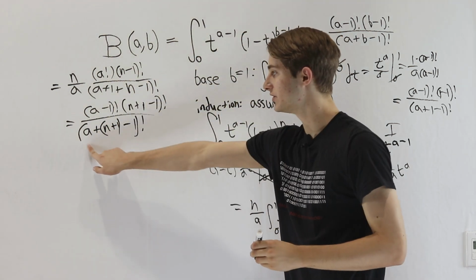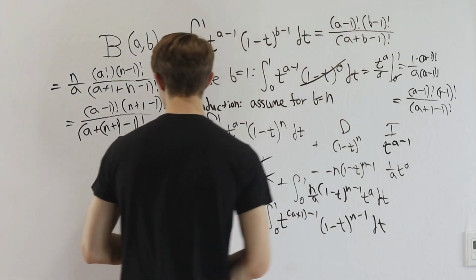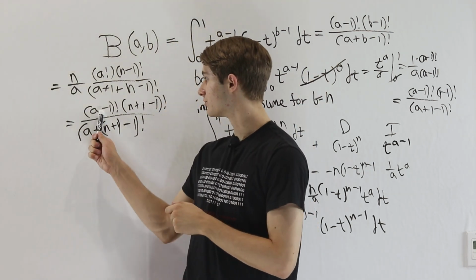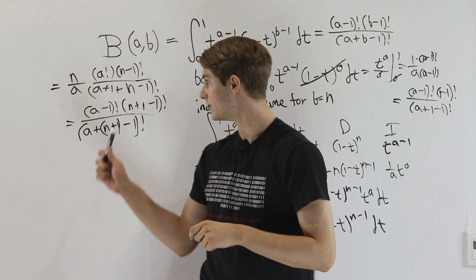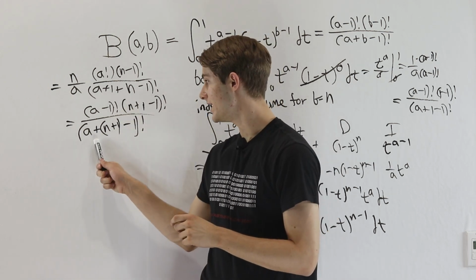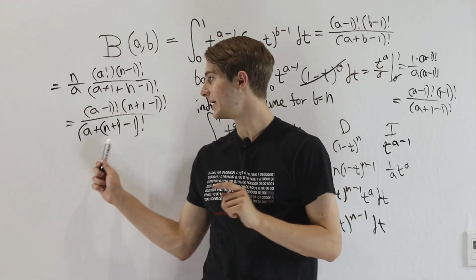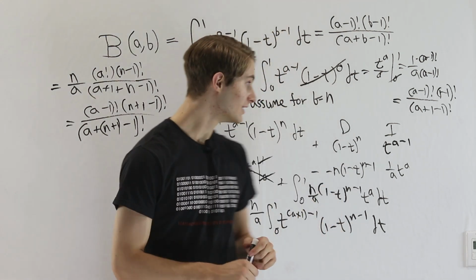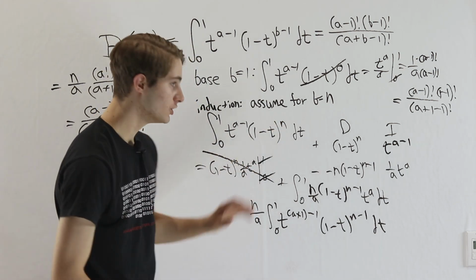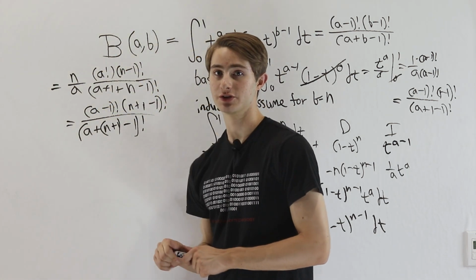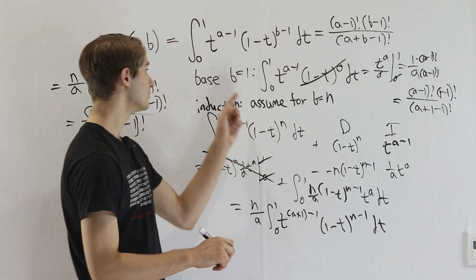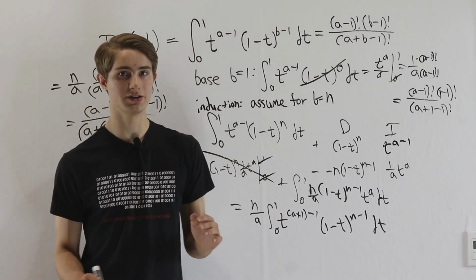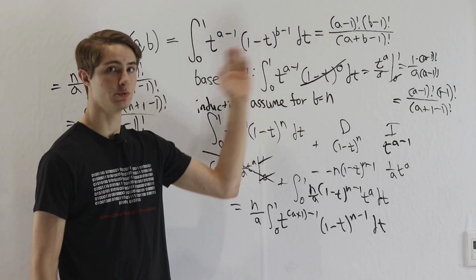And the question is, is this the result that we want? Well, notice that we're plugging in n plus 1 to this identity right here. We have a minus 1 factorial like we expected, and then we have n plus 1 minus 1 just like we want, and then this a plus n plus 1 minus 1 is also exactly what we want, which means that we have proved the induction. If it's true for b equals n, we can show that it's true for b equals n plus 1. And therefore, by induction, we know it's true for b equals 1. Therefore, it's true for b equals 2, b equals 3. For all positive integers a and b, this identity will always hold.